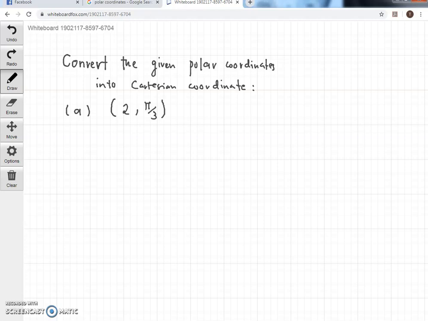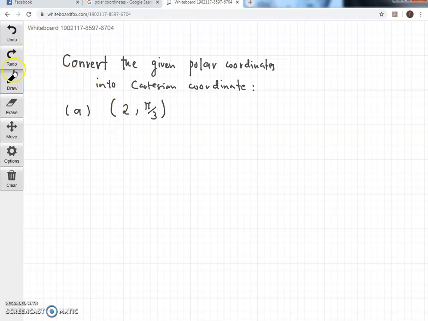Okay, now let us move into another question. In this video, we are going to see how to answer the question that asks you to convert the given polar coordinates into Cartesian coordinates.